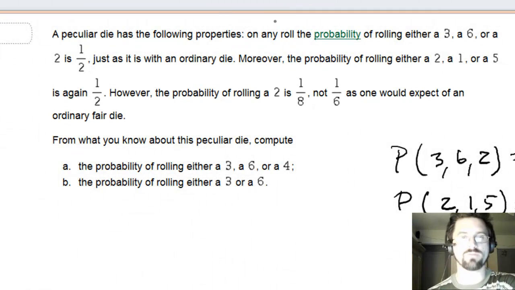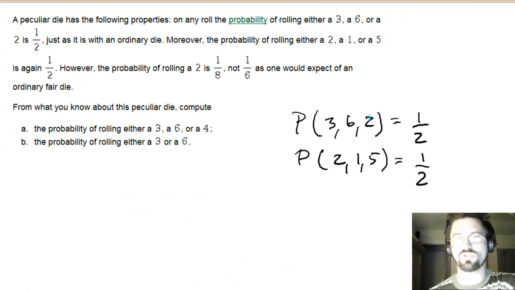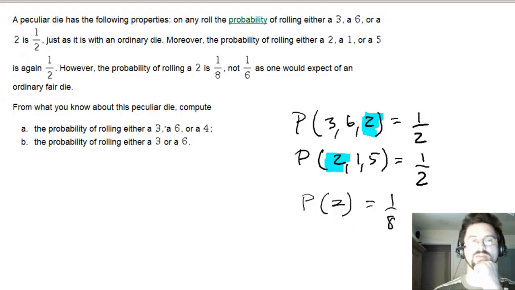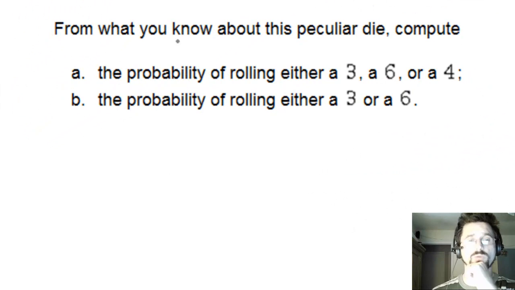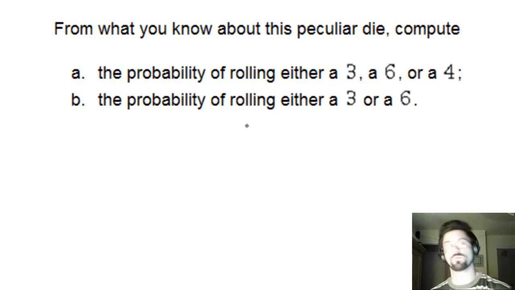Notice with me real quick that 2 is the intersection of these two events. So what they're telling me here is that for that intersection, which is 2, there's only a 1 in 8 chance of being in it. Now the question is, from what you know about this peculiar die, compute the probability of rolling a 3, 6, or 4, and the probability of rolling either a 3 or a 6. So we're going to work this out.